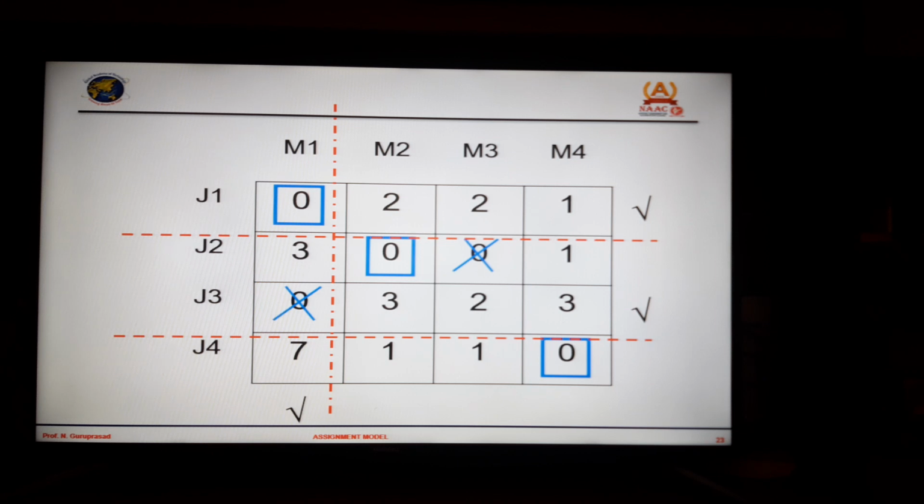Now what you have to do with this theta is, be very careful now. You have to add this theta to all elements which lie at the intersection of two lines. Now watch out, this is the intersection, right? You have a vertical line, you have a horizontal line, and the element here is 3. So you add theta to this. So 3 plus 1 becomes 4. Understand? So this becomes 4 in the next matrix.